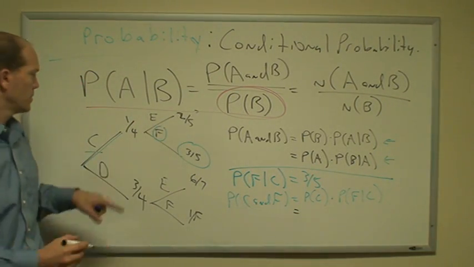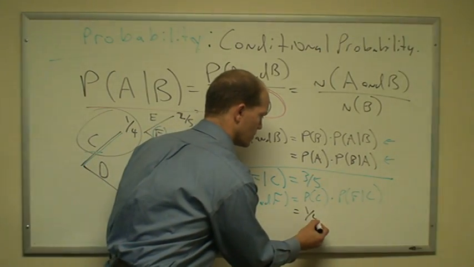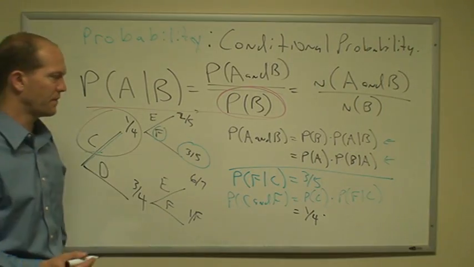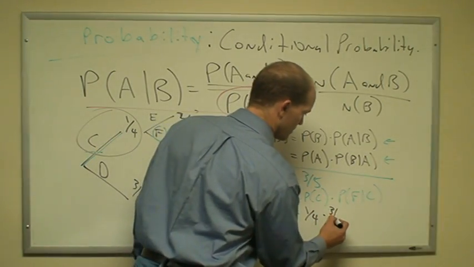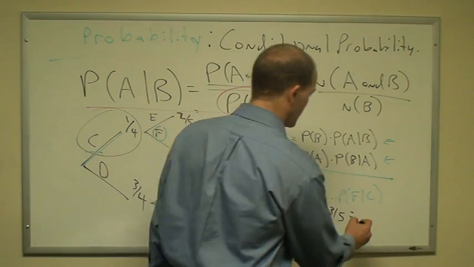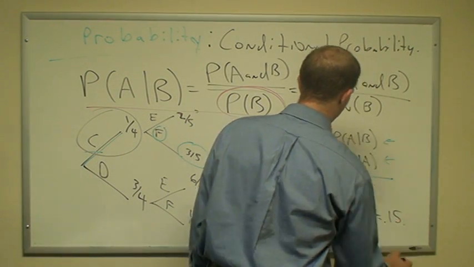Looking at this chart here, the probability of C is 1/4. The probability of F given C is 3/5. Alright, so multiplying those out, we'll get 3/20, or 0.15 as our probability.